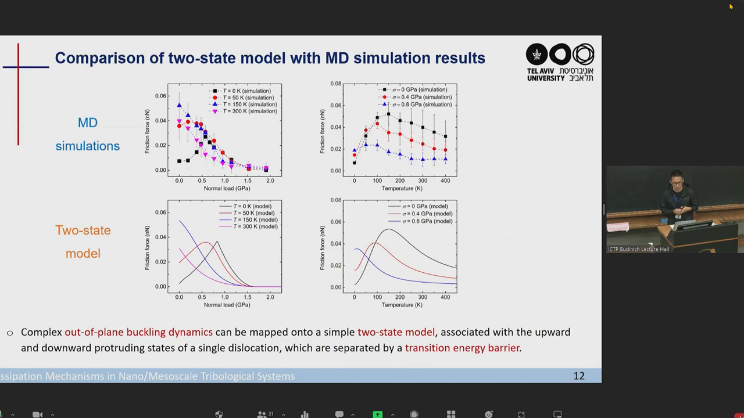Here I show you the comparison of our MD simulation results with this model prediction. And you can see the model can well capture the load dependence and the temperature dependence of friction.